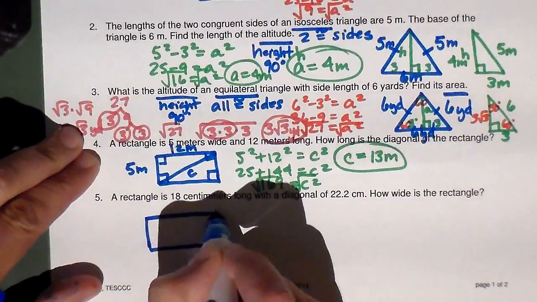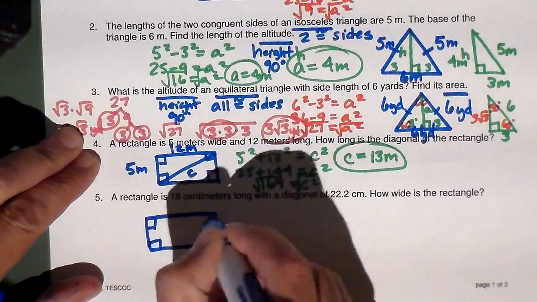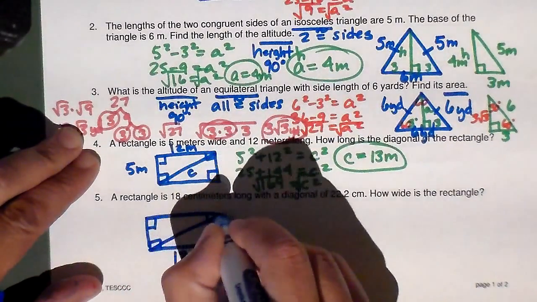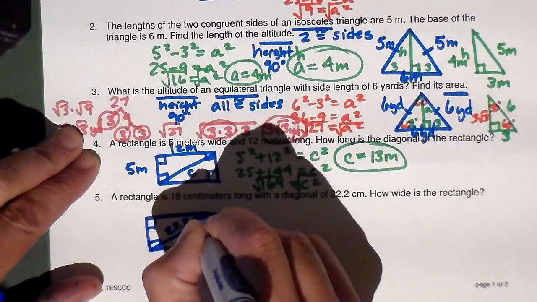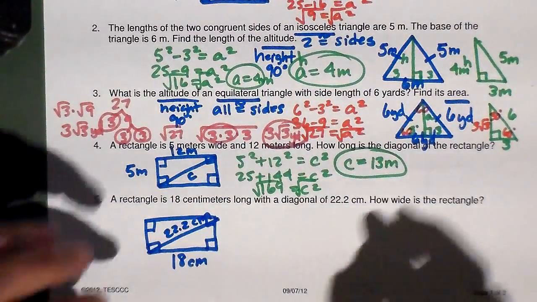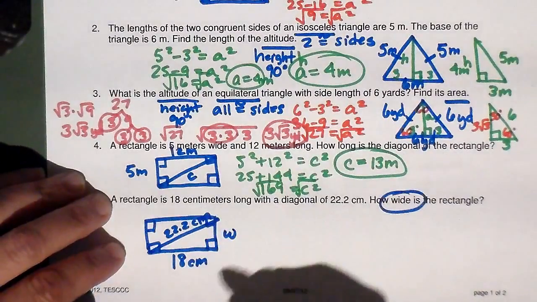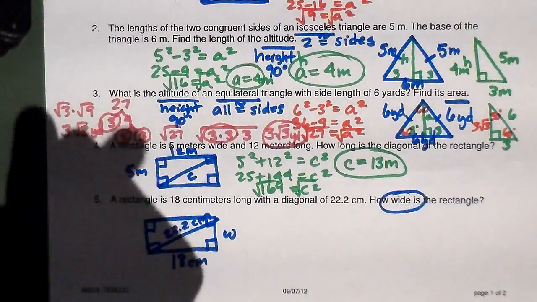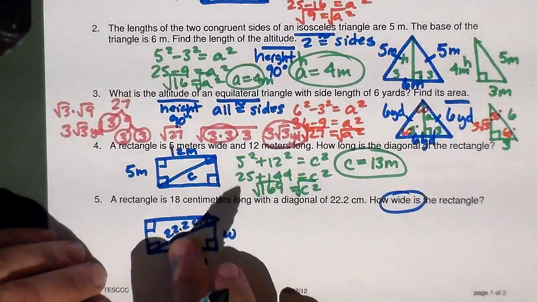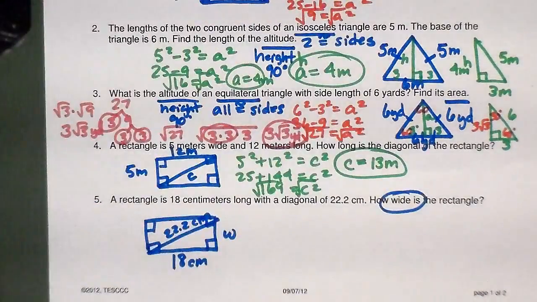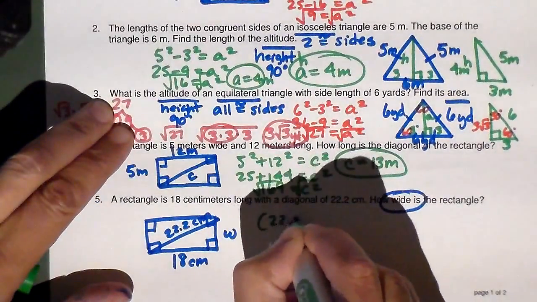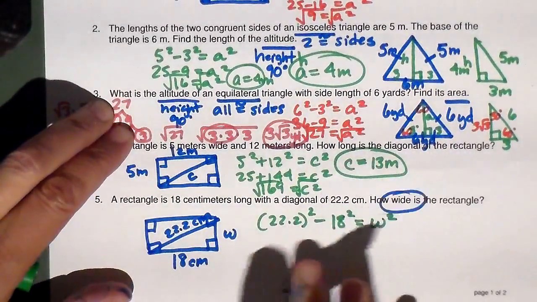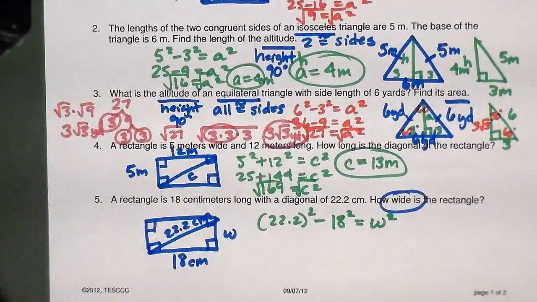Again, rectangle implying that you've got 4 right angles. It's 18 centimeters long, and the diagonal is 22.2 centimeters, just because they want to give you a decimal. How wide is the rectangle? Well, that's your width. Are you going to add or subtract here? That's right, you're going to subtract. Y'all are so smart. You're going to subtract because you've got C and B, or C and A, whichever one, but you've got the hypotenuse. So 22.2 squared minus 18 squared is going to equal the width squared. Or you can call it A, or you can call it B, whatever you want to call it.